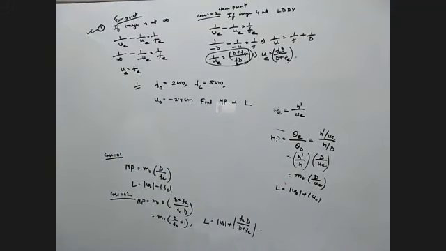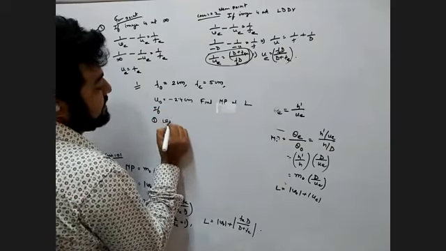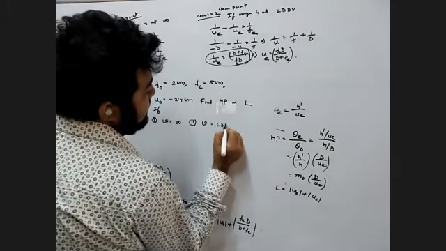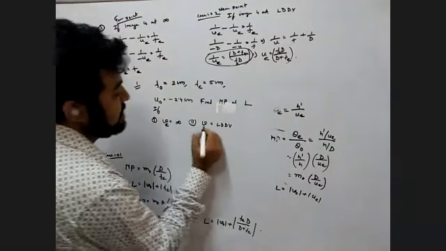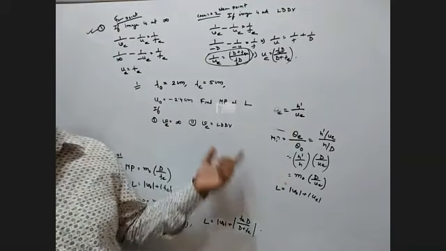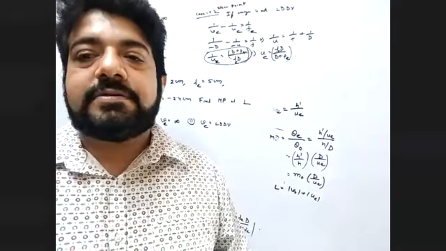Number one, if the final image is at infinity. Number two, V is at the least distance of distinct vision. Is it okay? V means the final image. Final image at infinity means far point. Final image at least distance of distinct vision. Clear, everyone?